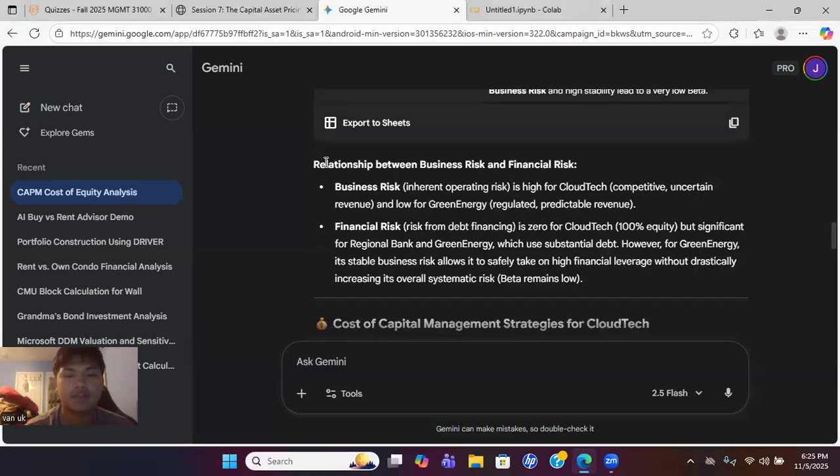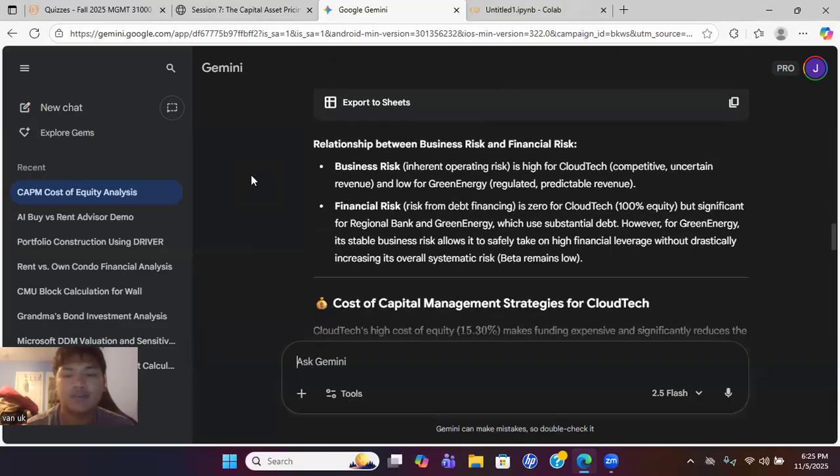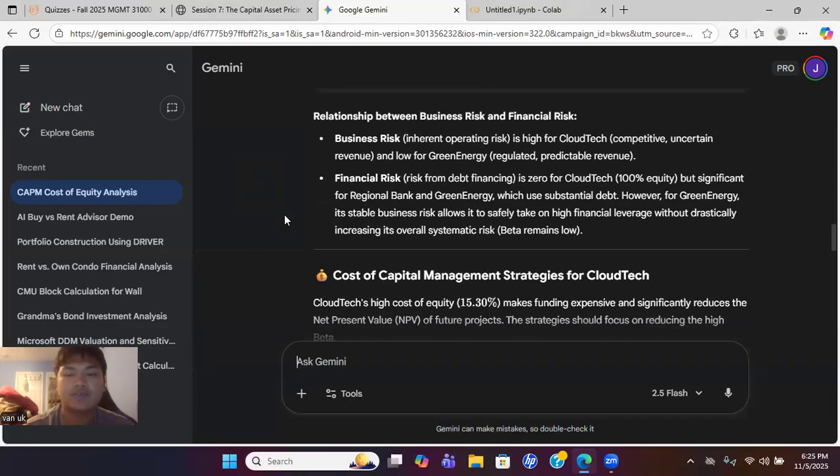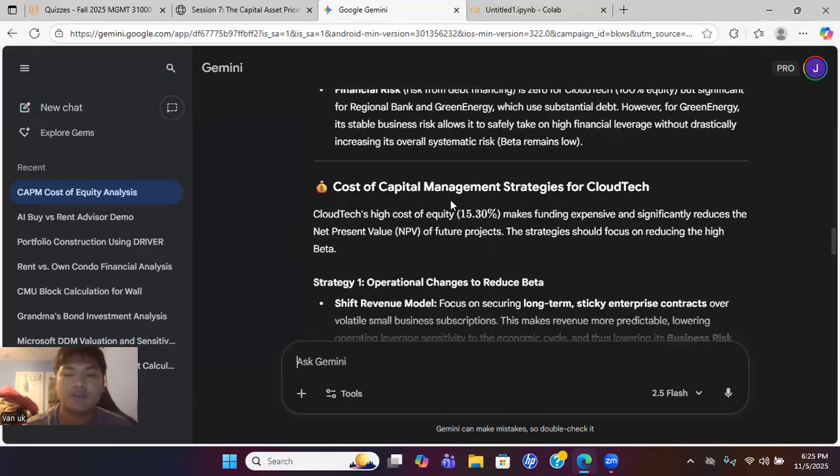And also, if we go down, for the relationship between business risk and financial risk, business risk is high for Cloud Tech and low for green energy, and financial risk is zero for Cloud Tech but significant for the regional bank and green energy, which use substantial debt. However, for green energy, stable business risk allows it to safely take on high financial leverage without drastically increasing its overall systematic risk, and the beta remains low.